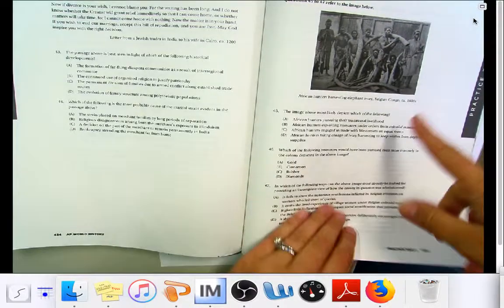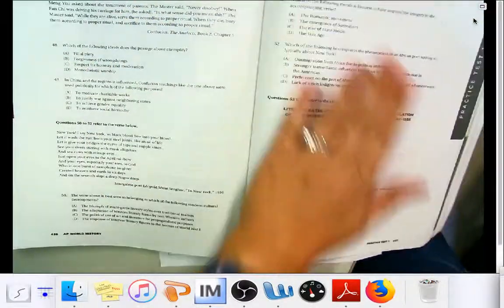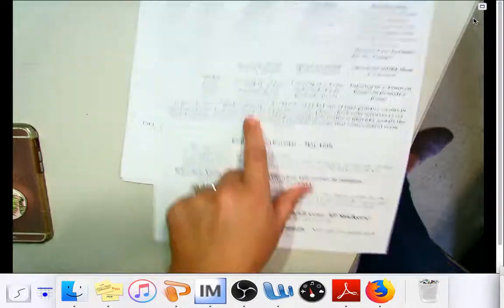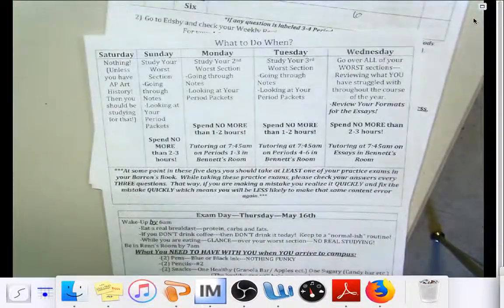Because keep in mind, these are all in sets, which is why I really like this book, which is why I have you do this book. Okay? So, everyone should do the practice test. You have whenever you can do it throughout the week. It's completely up to you. Whenever you have time, I would do it.